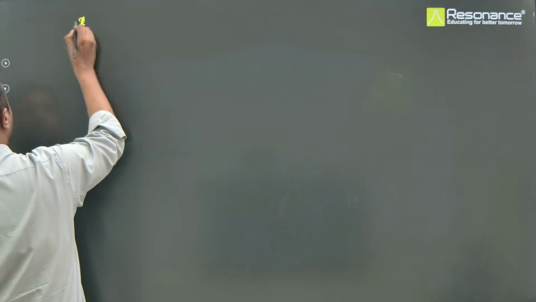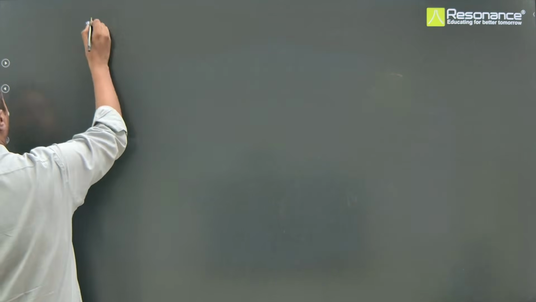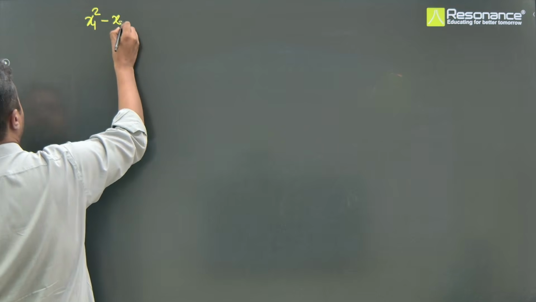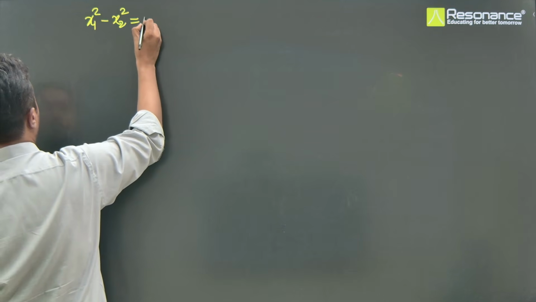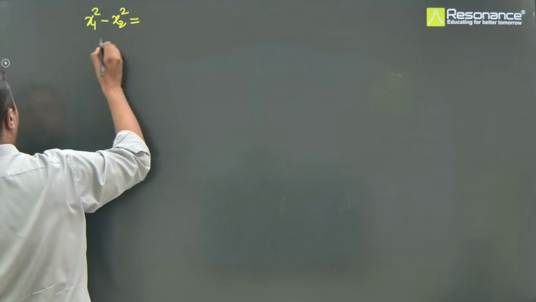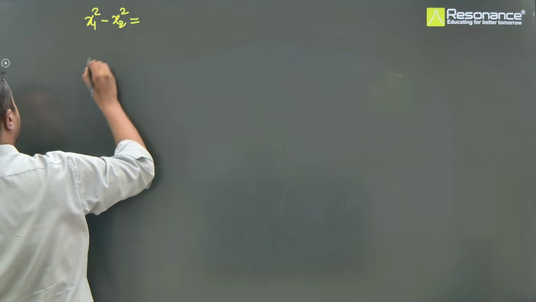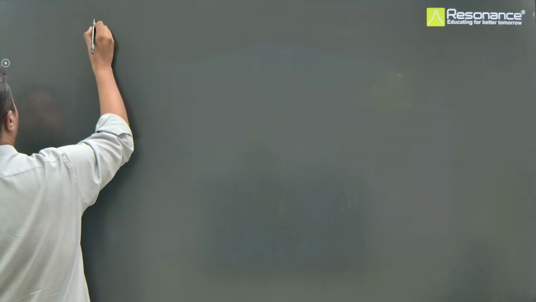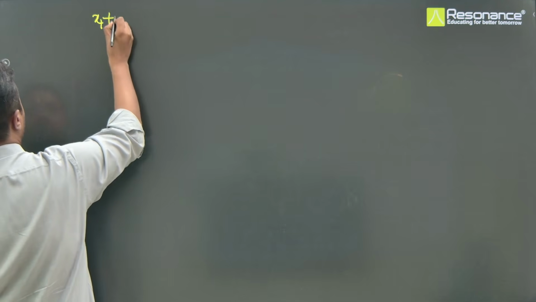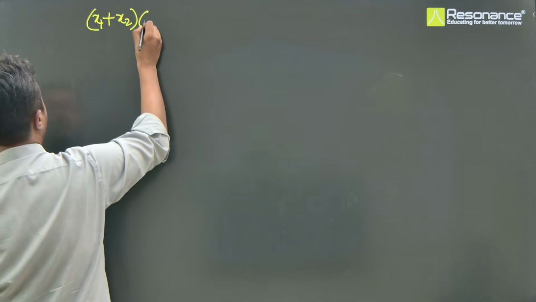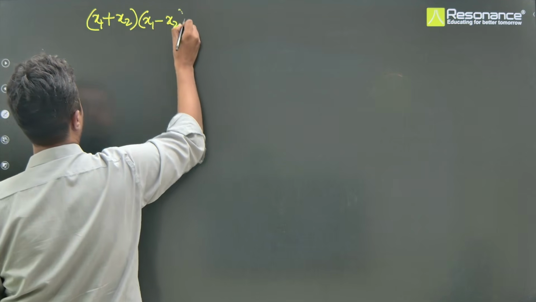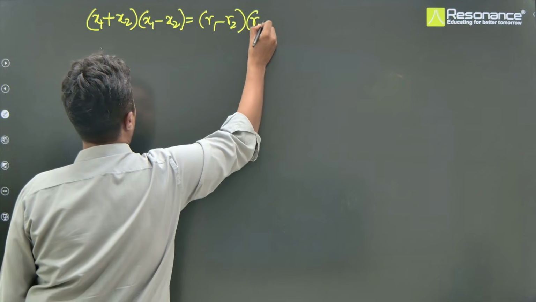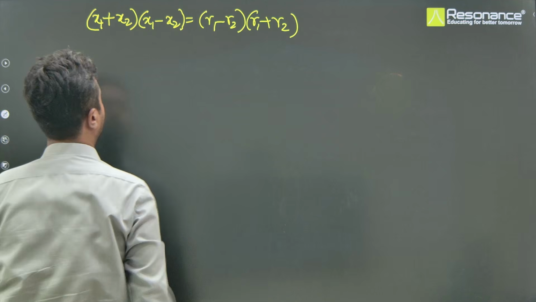So the first one is, we are almost done. x1 square minus x2 square is equal to R1 square minus R2 square. So maybe I can just factorize these things and start like that. x1 square minus x2 square is the same thing as (x1 plus x2)(x1 minus x2), and that is equal to (R1 minus R2)(R1 plus R2).